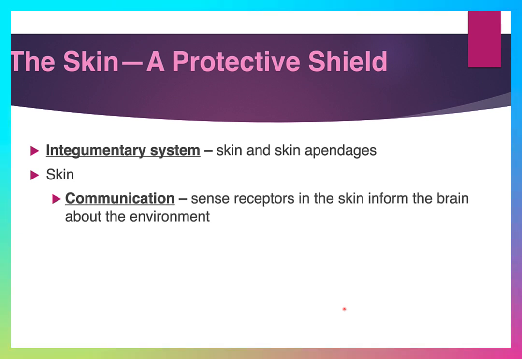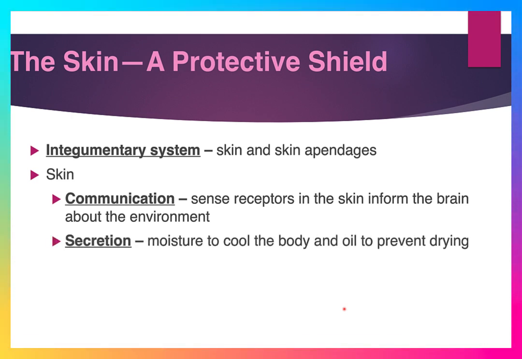The skin is responsible for communication with the outside world, particularly the outside world's communication with the body. There are sense receptors in the skin that inform the brain about the condition of the environment. And then, as I said, the integumentary system participates in the homeostasis by doing certain types of secretions which lead to cooling of the body and also the production of an oil to help prevent the skin from drying.